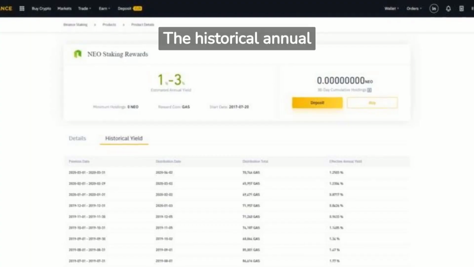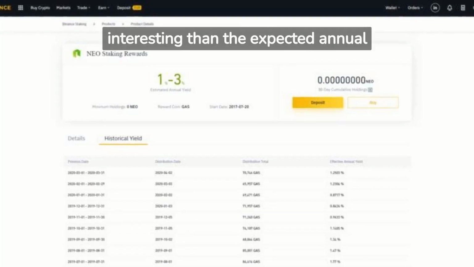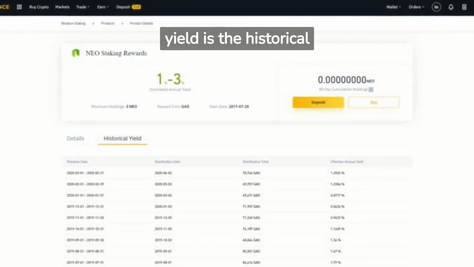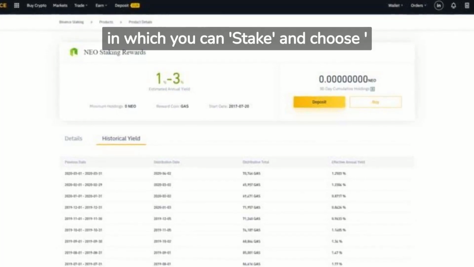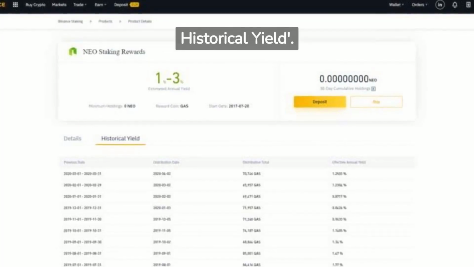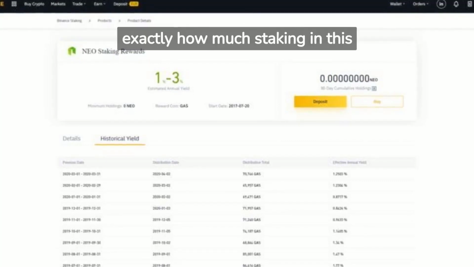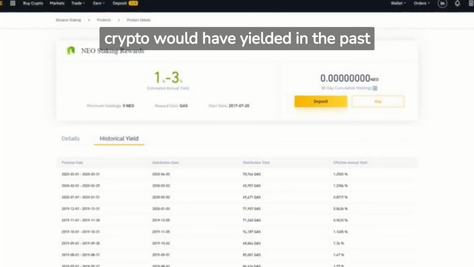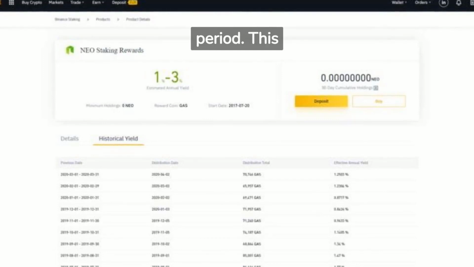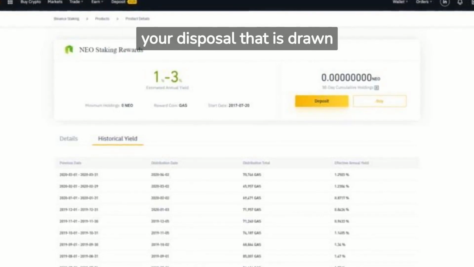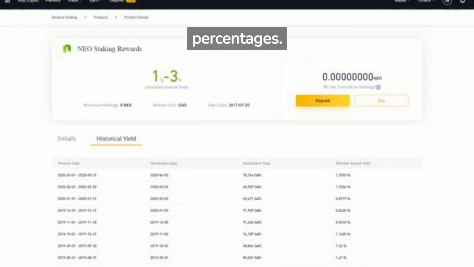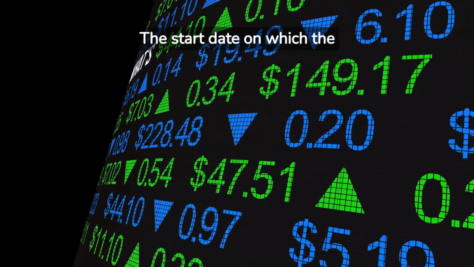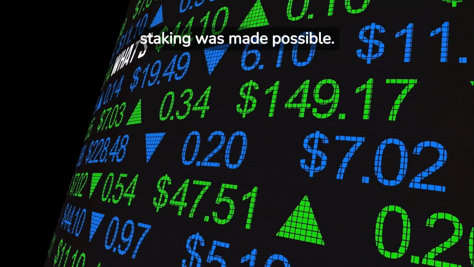The historical annual yield. More interesting than the expected annual yield is the historical annual yield. Click on one of the cryptos in which you can stake and choose historical yield. Here you can see exactly how much staking in this crypto would have yielded in the past period. This way you have historical data at your disposal that is drawn up on the basis of actual revenues instead of indicative percentages.